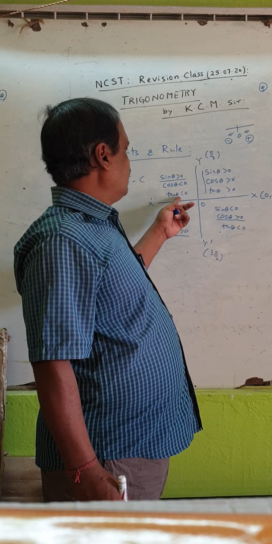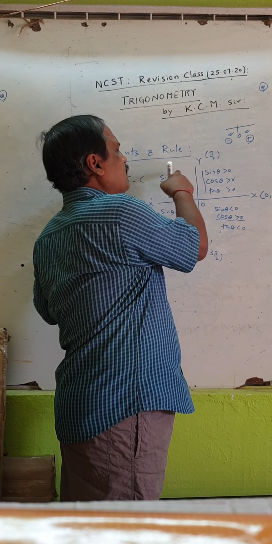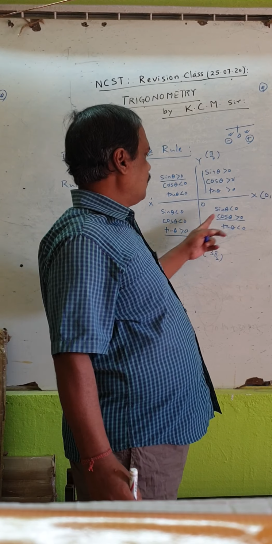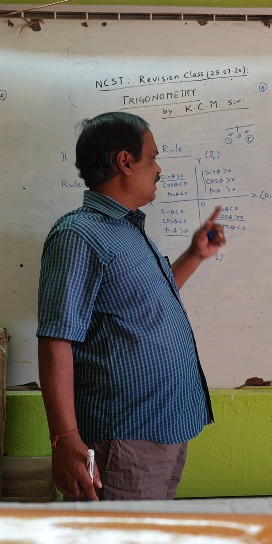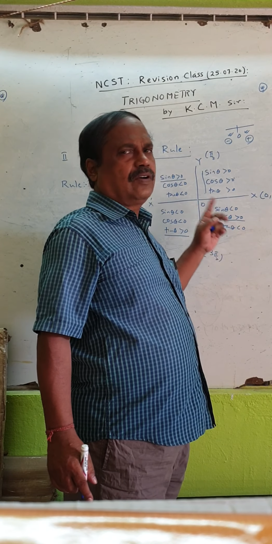Same. Tan is negative means cot is negative. Cos is negative means sec is negative. Sin is positive means cosec is positive. Here sin is negative means cosec is negative. Cos is positive means sec is positive. Tan is positive means cot is positive, and tan negative means cot is negative.